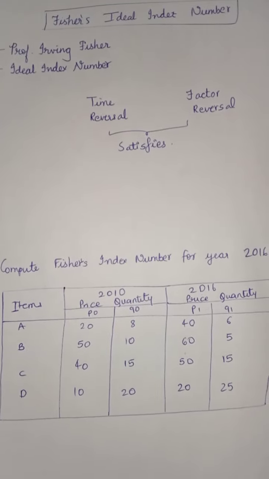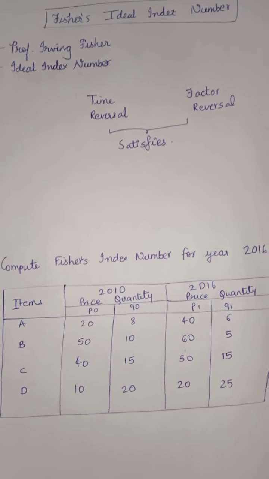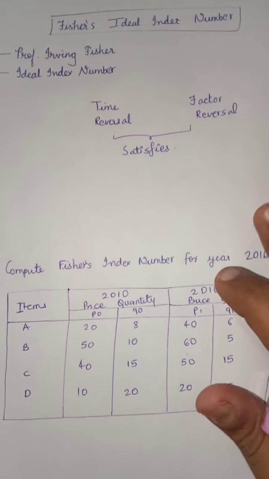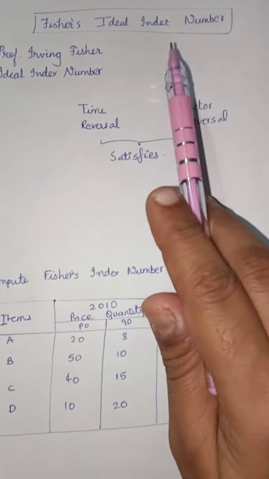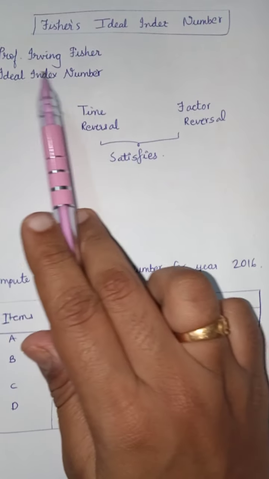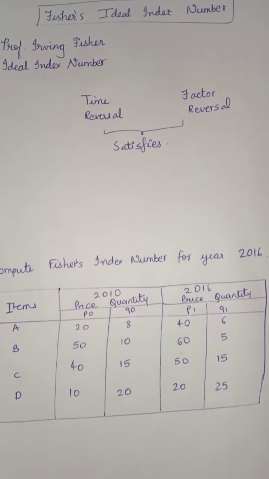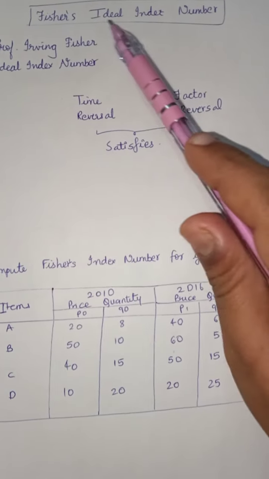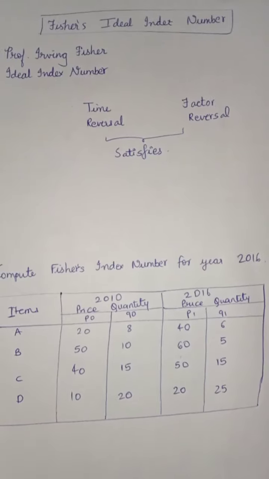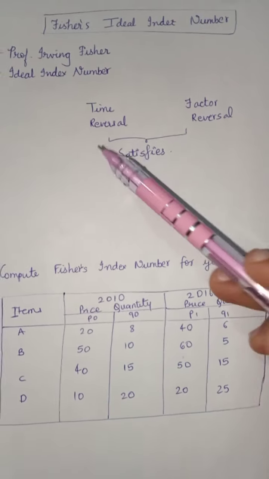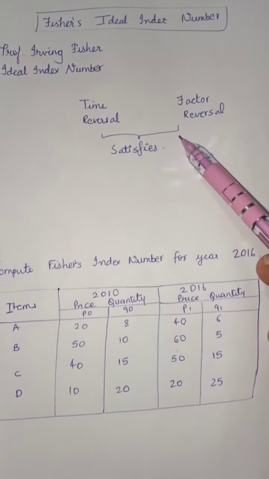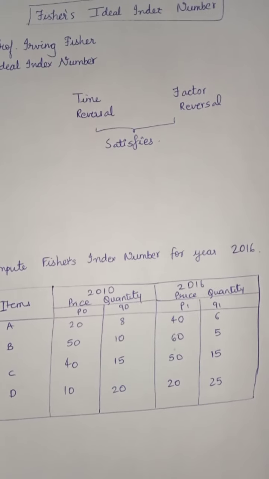Let us see the third method of weighted index number, that is Fisher's ideal index number. Fisher's ideal index number came from the name of Professor Irving Fisher, who has introduced this method. Also, this method is called the ideal index number. Ideal because this method satisfies the time reversal and factor reversal tests.